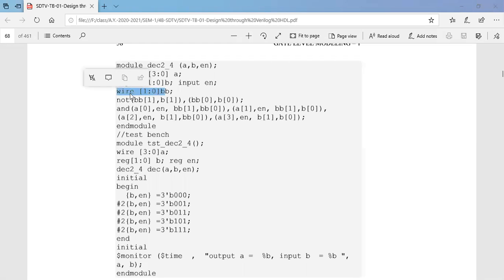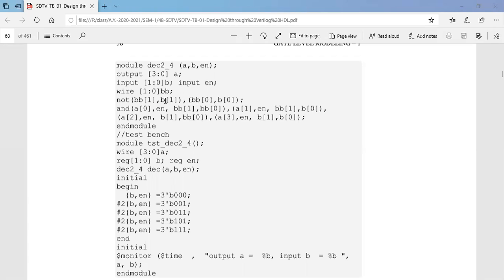So I'm using a wire signals, it is also a 2-bit vector. 1 down to 0 means 2-bit vector. I'm using a wire named BB. Not of B of 1 goes to BB of 1, and not of B of 0 goes to BB of 0.